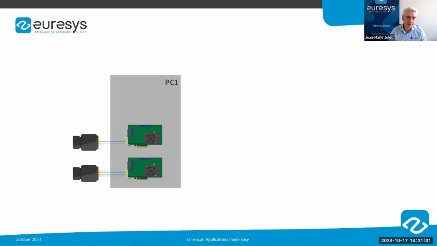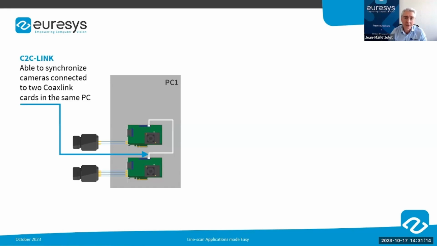Here we have an example. We have two cameras connected to two frame grabbers that are plugged into the same PC, and these two cameras must be synchronized. In this case, we just need to connect a C2C link connector to both frame grabbers with a dedicated flat cable to synchronize these cameras. So this is the first example.